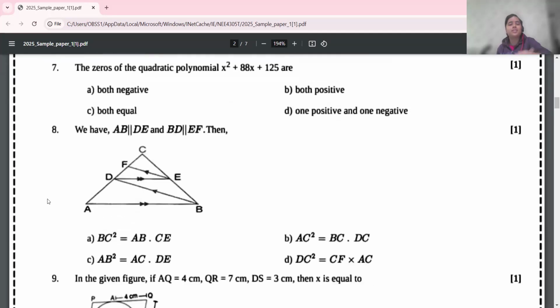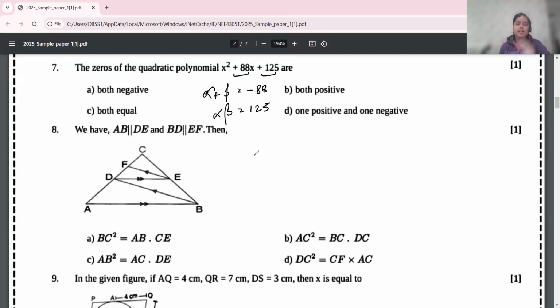Now we have to tell about the signs if both are positive or negative. Now here, as you can see, we are going to do some of the thinking part here. No need to solve it in real. It is actually the sum of zeros is minus b by a, which means b is 88, a is 1. So the sum for these two zeros, alpha plus beta, is minus 88, right? And the product is C by A. So it's 125 by 1, nothing but 125.